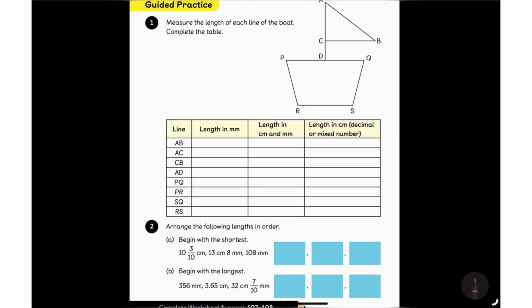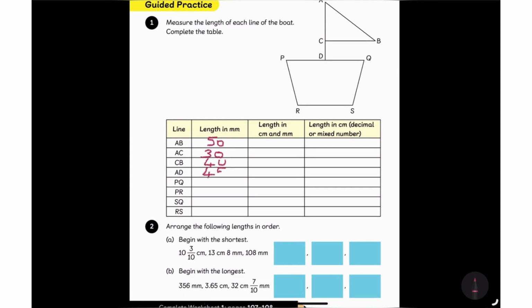Complete the table. So, for measuring aspect, let me give you the lengths. First and foremost, AB is 50. AC is 30. My CB is 40. Then I have my AD, which is 45. PQ is 62. Then I have my PR, which is 36.